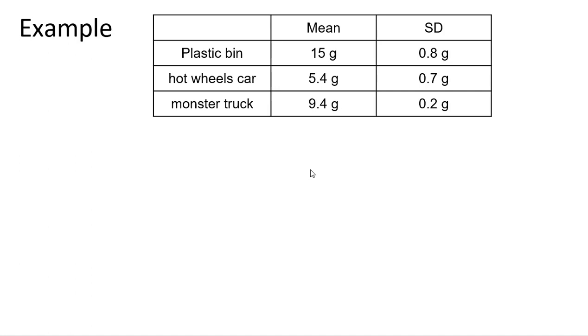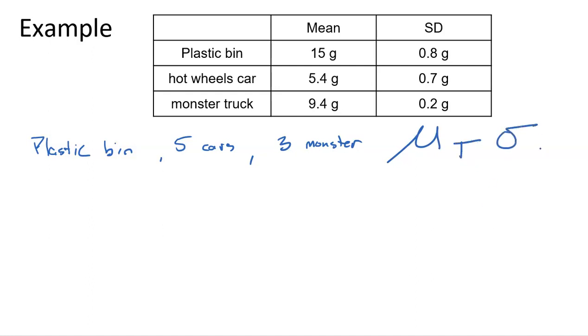Now, this problem was inspired by my son, who has a plastic bin at home filled with Hot Wheels and monster trucks. So here's my question. Let's say that we have a plastic bin, and that plastic bin is filled with 5 Hot Wheel cars and 3 monster trucks. What do I expect the total weight and the standard deviation for the total weight of that plastic bin to be? So, a plastic bin containing 5 cars and 3 monster trucks. What do I expect for the mean and standard deviation?